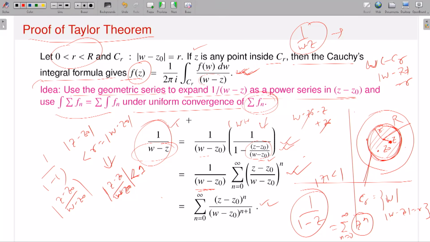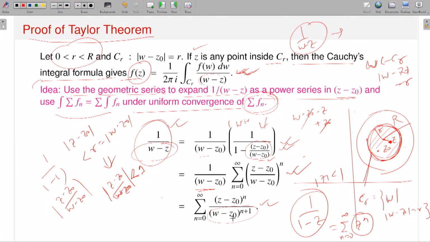So therefore what I am getting is that 1 by w minus z I can write in terms of the power series, or in terms of the series expansion. What is the term? This is the sum over n from 0 to infinity of z minus z naught to the power n divided by w minus z naught to the power n plus 1. So keeping w fixed, I can write 1 by w minus z in terms of the power series around the point z naught. These are the coefficients, because w is fixed, z naught is fixed, and this is the power series around the point z naught.